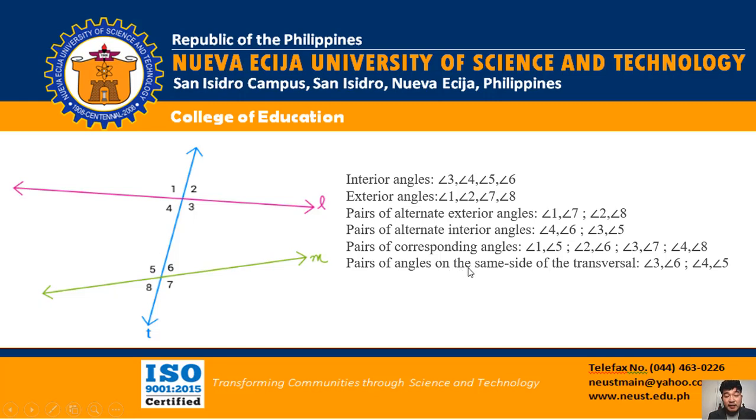Next, pairs of angles on the same side of the transversal. We have 3, 6, and 4, 5. Same side of the transversal angles are supplementary. They are not congruent. Meaning, if you add the measurement of angle 3 and measurement of angle 6, the sum is equal to 180 degrees.